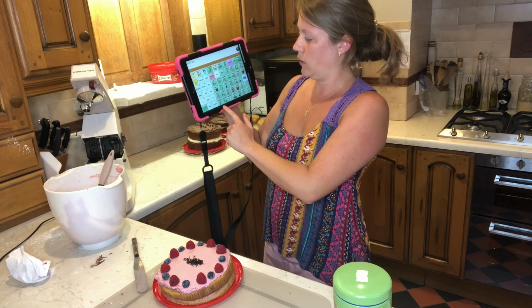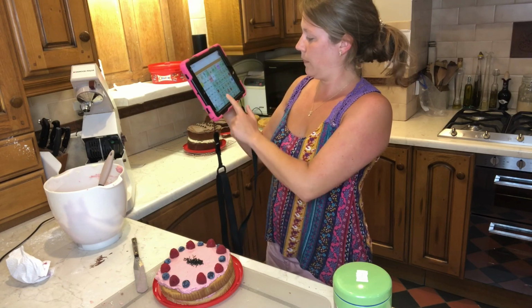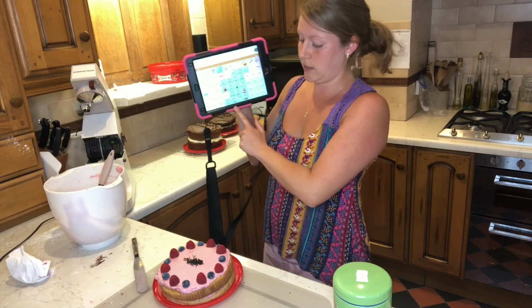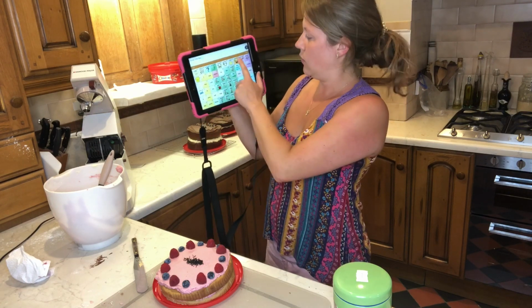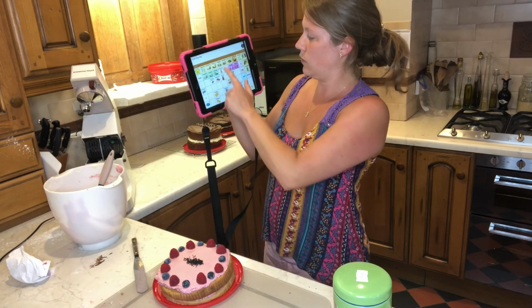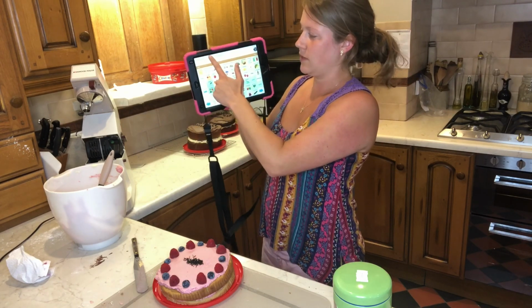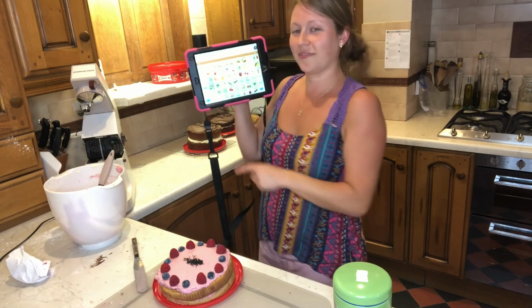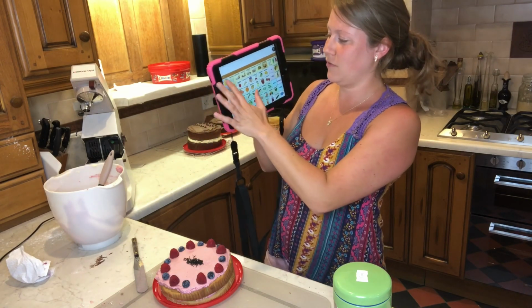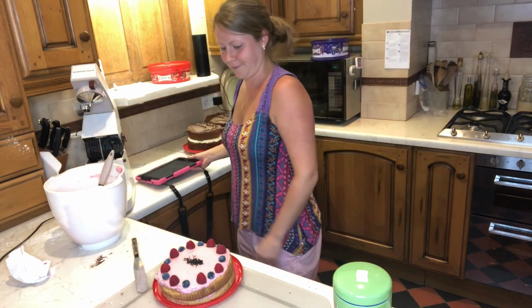She likes groups, food, fruit and veg, blueberries and raspberries. I know she likes blueberries and raspberries, so hopefully she'll like it. There we are.